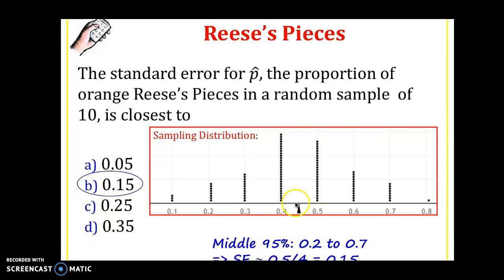Or another way to think about it: if 0.45 is the mean, and I move 2 standard deviations below, that gets me to about 0.2, which is the cutoff for the middle 95%. Okay, we'll look at some more examples of this in the next video.